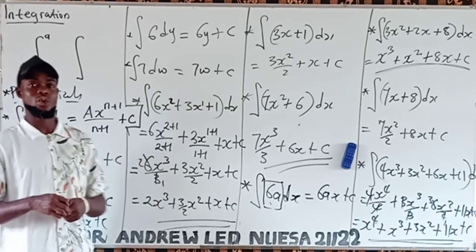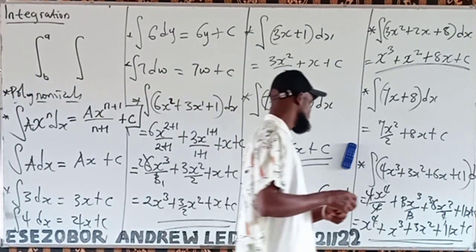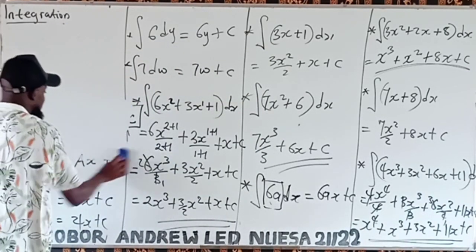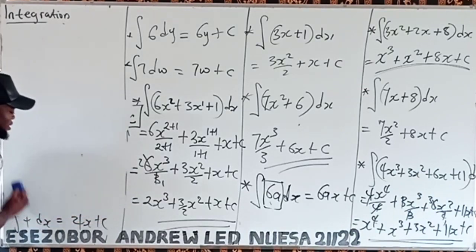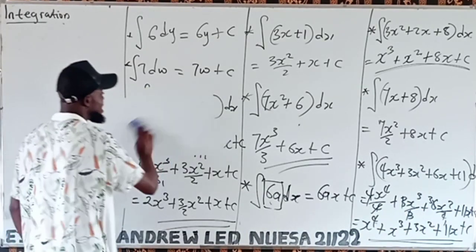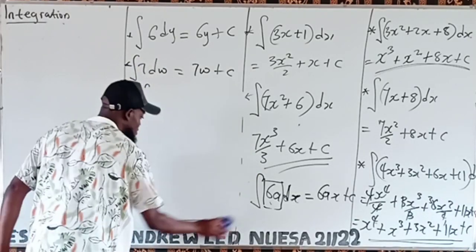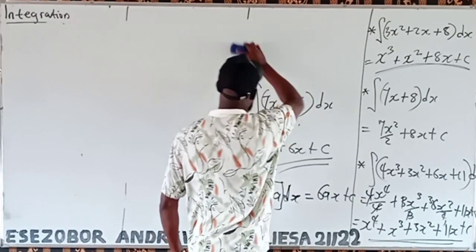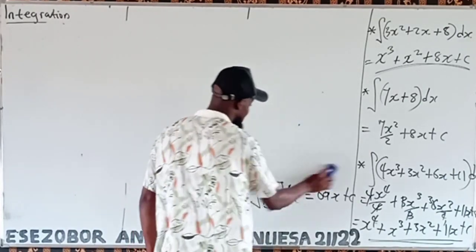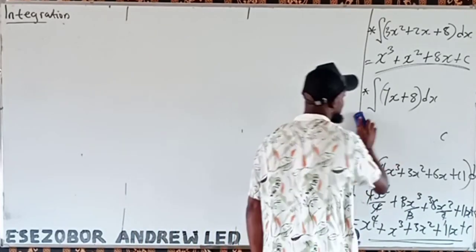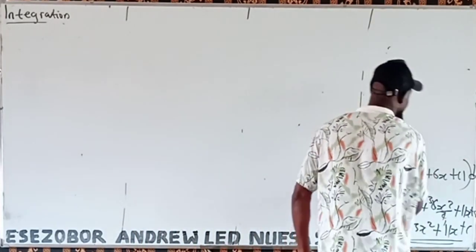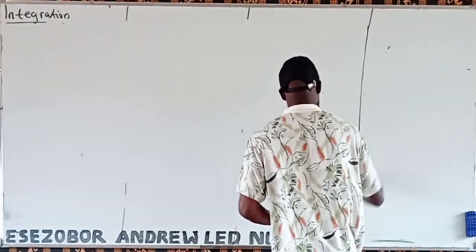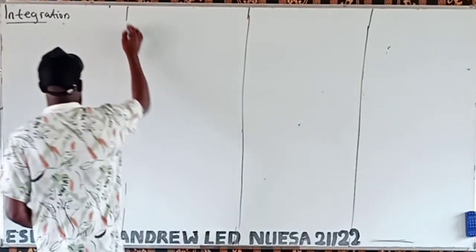Now, let's look at how to integrate exponential functions. To integrate exponential functions, you have to just know the rule. This rule we did here, where you add 1 to the power and divide by the new power, is only for polynomial functions. When we get to exponential functions, we use the rules for exponential functions. I'm going to show you 3 rules. Just know the rules and you are good to go.